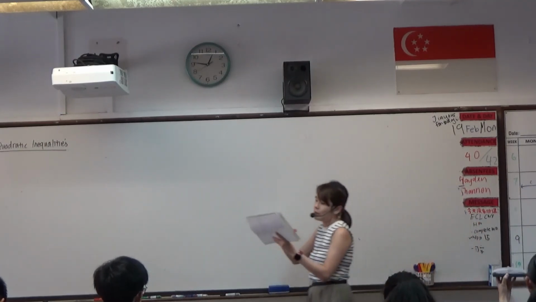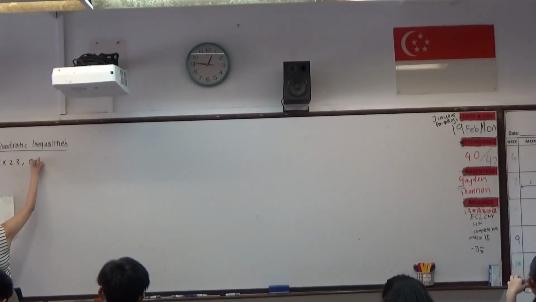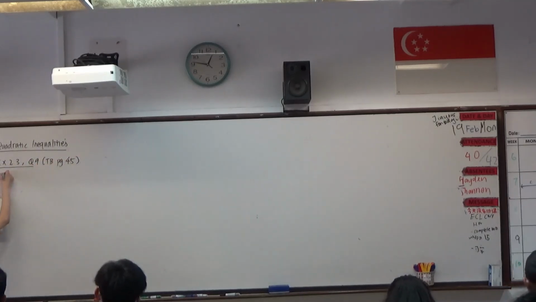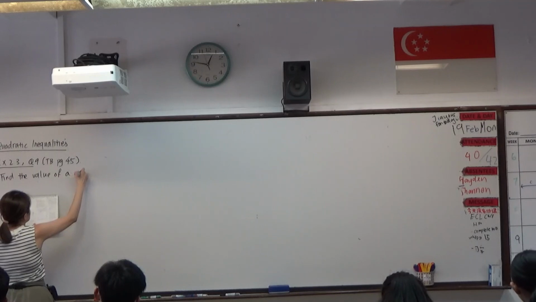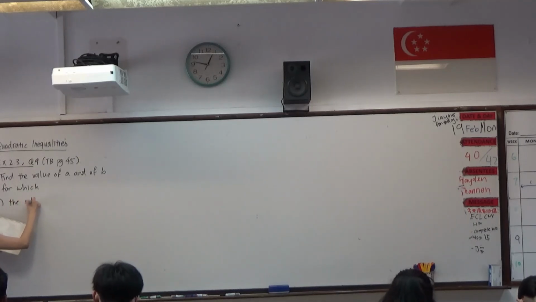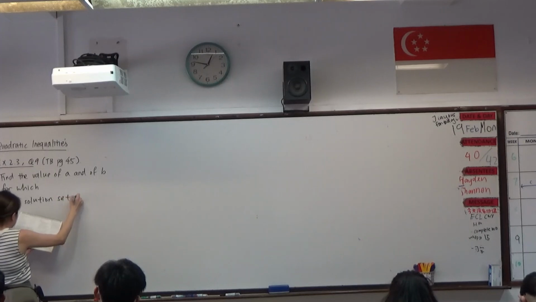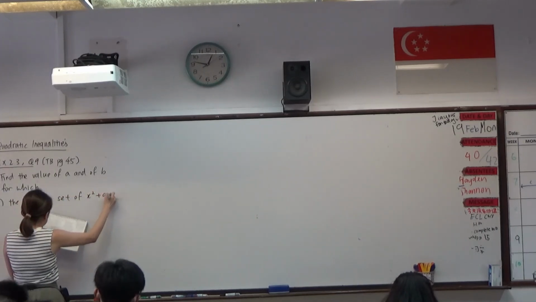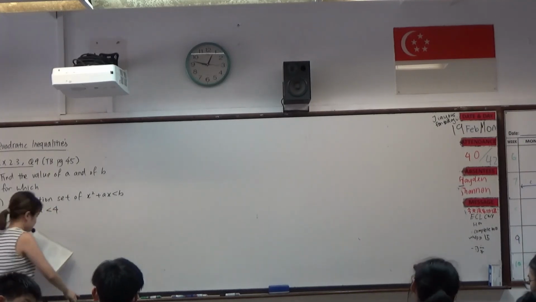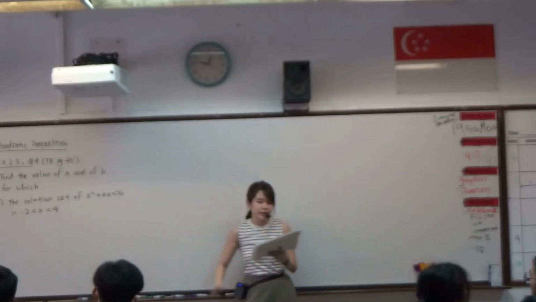Table of values. Okay, so let's put that understanding to a test by looking at exercise 2.3 question 9. Okay, let's take a look at this question.